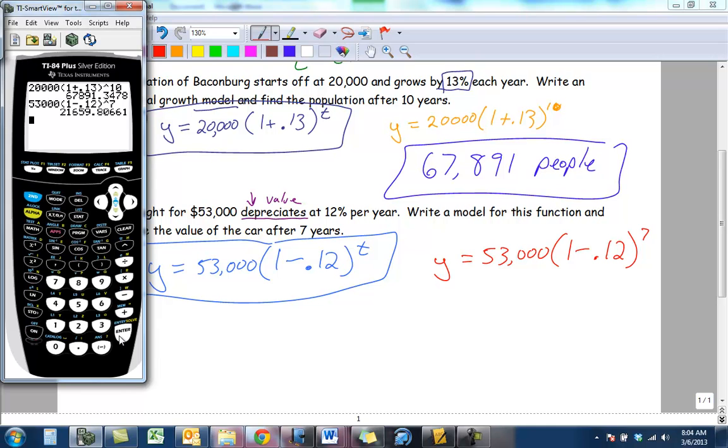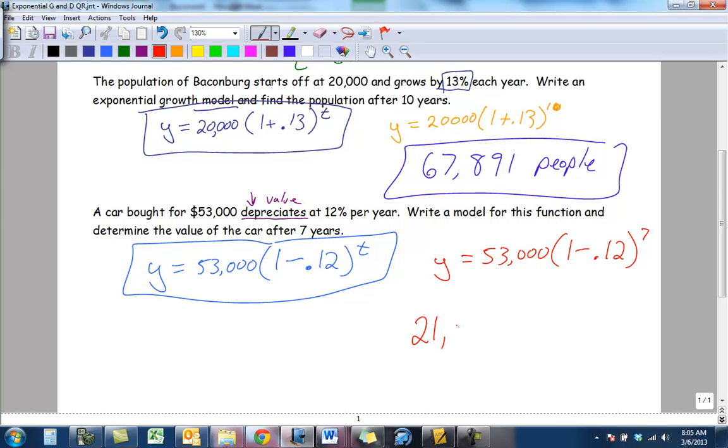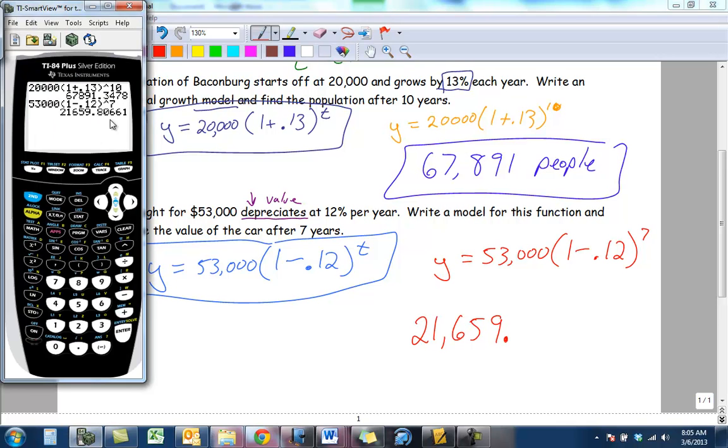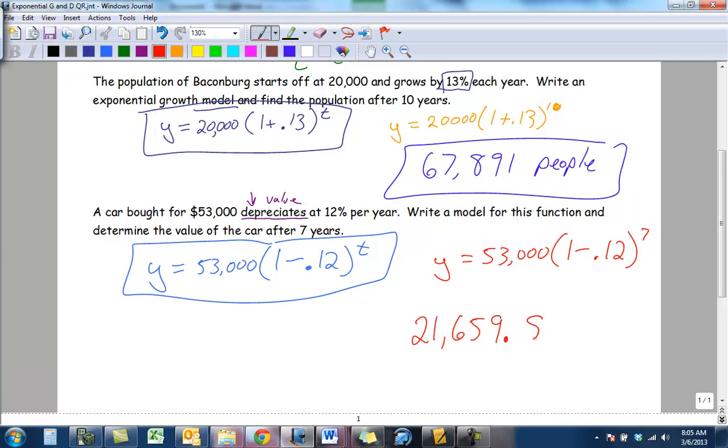Now, since we're talking about money here, can I round? What would make sense to round to? Money makes sense to round to the second decimal place, and money can round up. So this is $21,659.81. So in 7 years, we lost more than $30,000 on our car. That's why cars are one of the worst investments that you can make. So that's a little bit about exponential growth and decay.